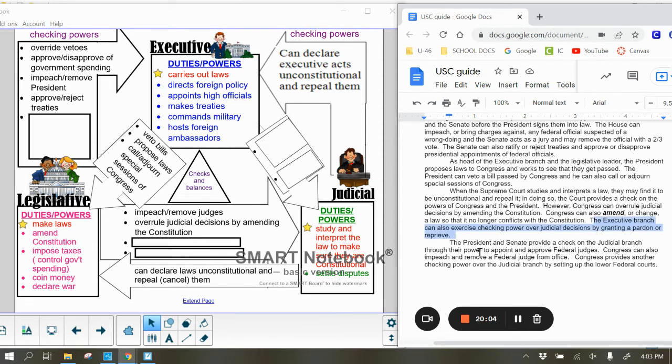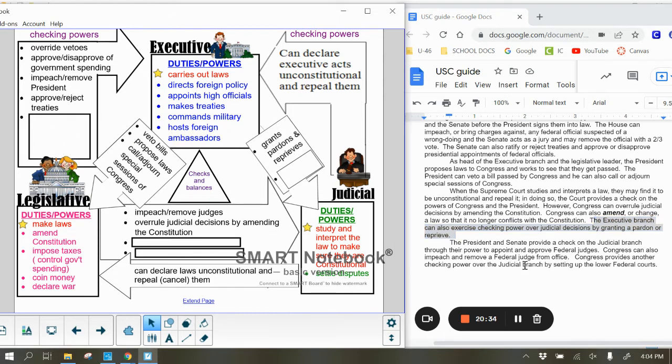The executive branch can also exercise checking power over the judicial decisions by granting a pardon or a reprieve. So remember, we talked about pardons and reprieves can excuse a person from a trial, or it might excuse them from a punishment, or it might suspend the remainder of a punishment. And so this is a check on the judicial branch. If he feels that they wrongly convicted someone, or if he finds that more evidence came into the picture later on, then he can grant a pardon or a reprieve.